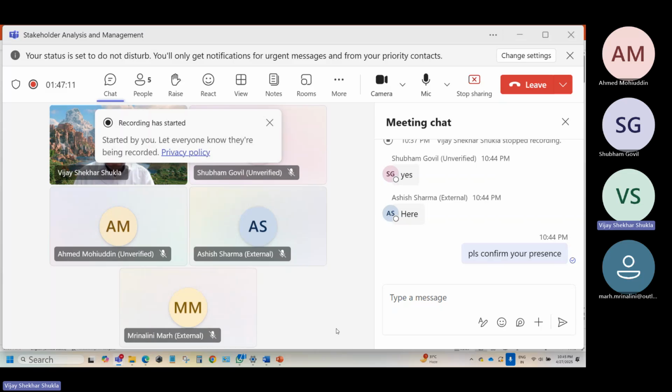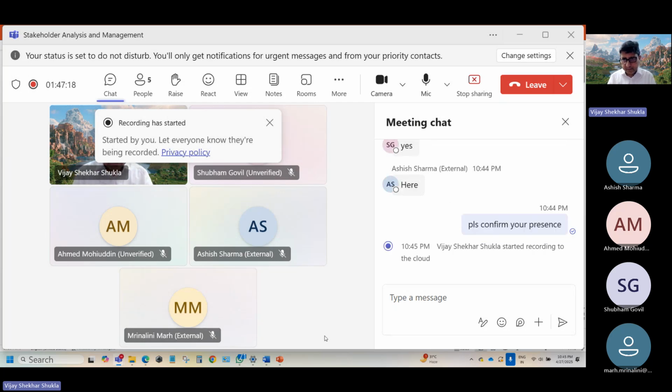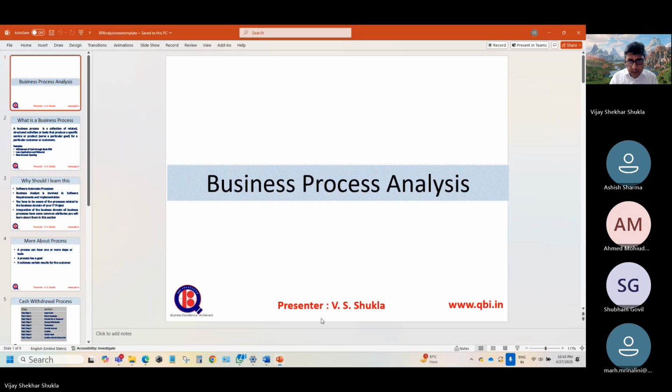Move ahead with business process analysis. So our context is a software project.